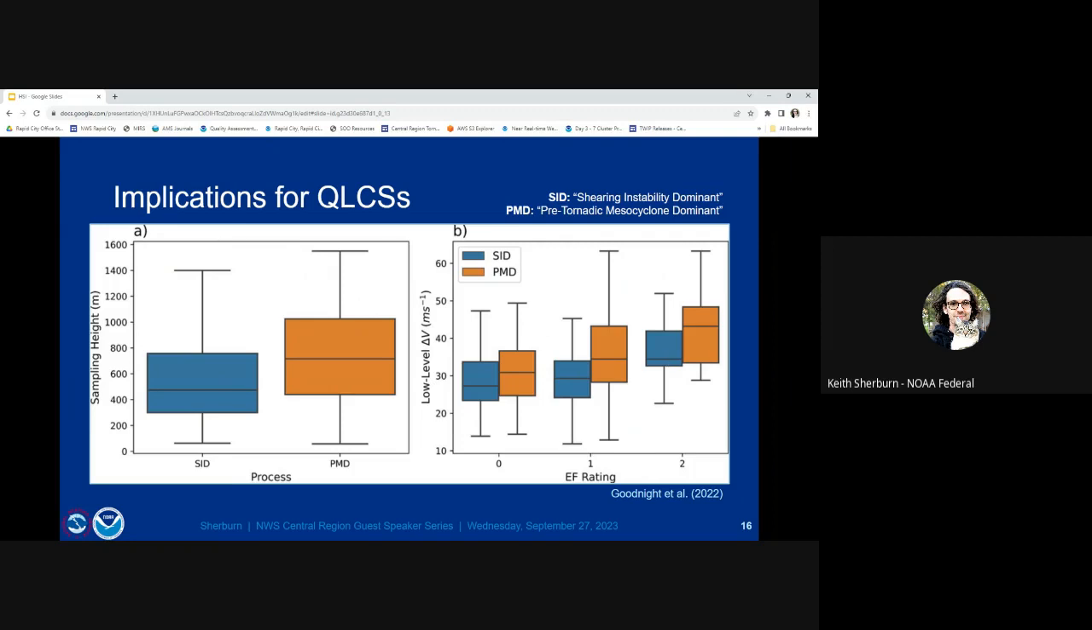Then at left, we see that in this study, tornadoes associated with HSI tended to be sampled at a lower height than those associated with the pre-tornadic mesocyclone dominant mechanism, meaning that, well, there's a couple things that this means. First, they were more easily observed close to a radar, but it also means that the relative depth of vortices associated with HSI are shallow compared to those associated with that pre-tornadic mesocyclone feature. So as you get farther and farther away from radar, it may be more difficult to actually identify these in real time.